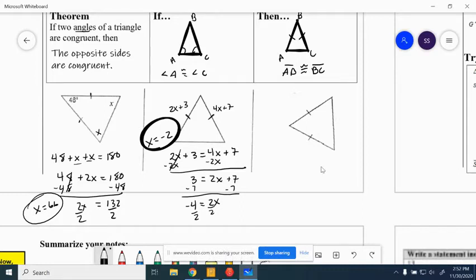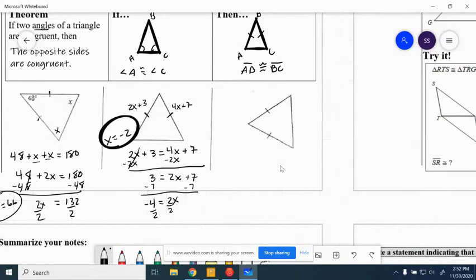All right, now we got a little bit of a trickier one over here. How about if we're given this side length is equal to x squared plus 3x, and this one over here is equal to 40. Well, how do I solve this one? Again, these lines indicate that the side lengths are congruent, so we can set these expressions equal to each other. So I've got x squared plus 3x is equal to 40.